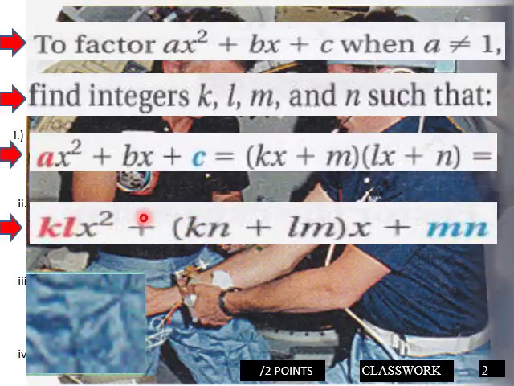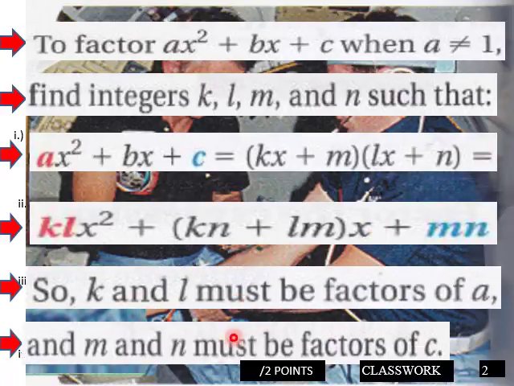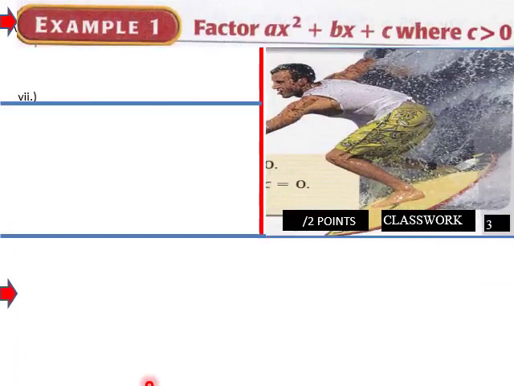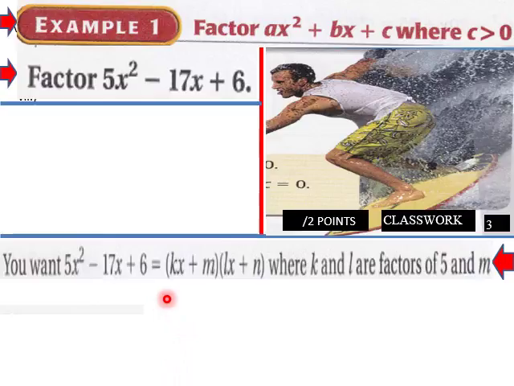And this is what that is here. kl x squared plus (km plus lm) times x plus mn. So k and l must be factors of a, and m and n must be factors of c. We know that. So we have example 1 here. Factor this. a is not equal to 1. What in the world do we do with that?